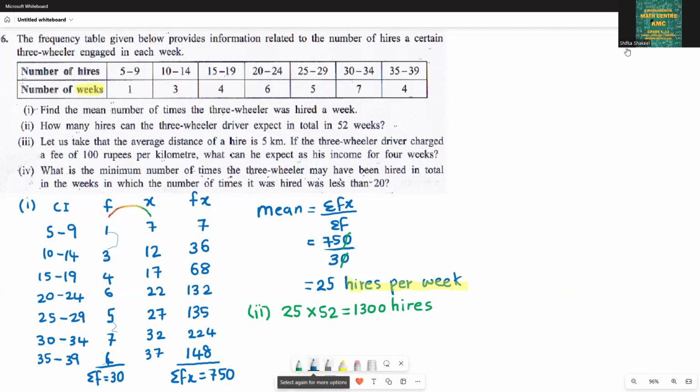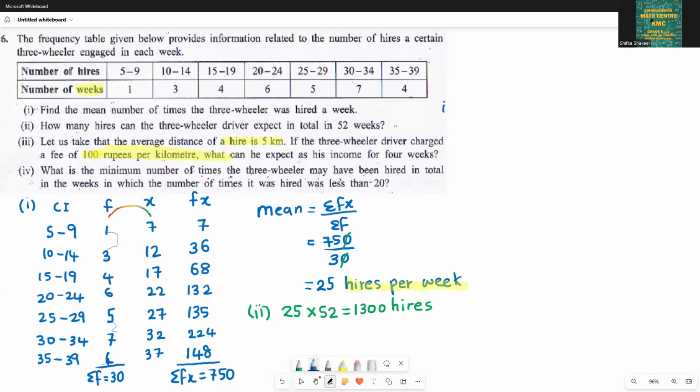Okay, we will move to the third part. Let us take that the average distance of a hire is 5 kilometers, so one hire is 5 kilometers. The three-wheeler driver charged a fee of 100 rupees per kilometer. So for 1 kilometer, the charge is 100 rupees.